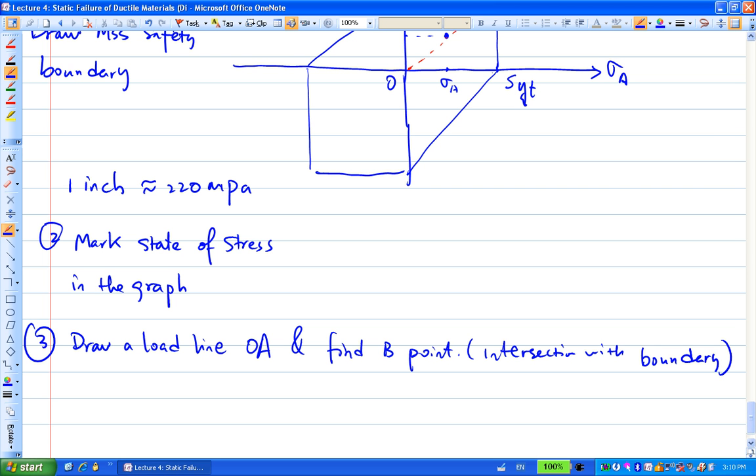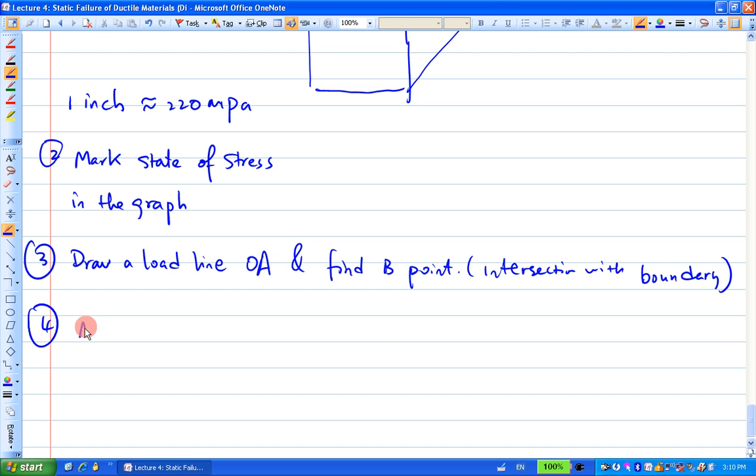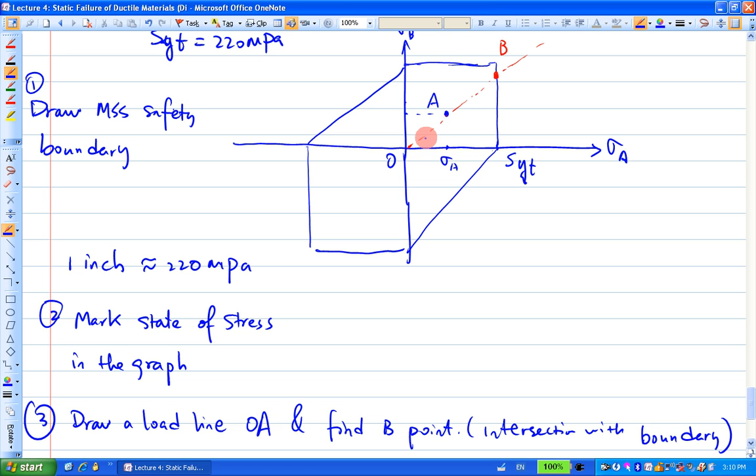The last step is to use your ruler to calculate the safety factor. So the fourth step is to measure OA and OB. Use your ruler to measure it. Then your safety factor is OB over OA. So measure it, and the safety factor is OB over OA.